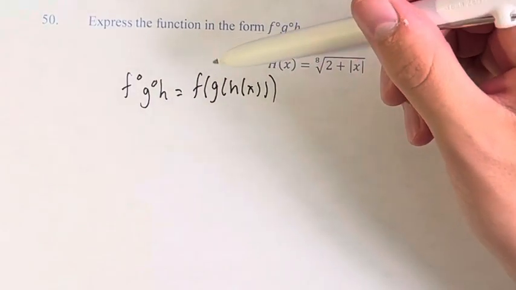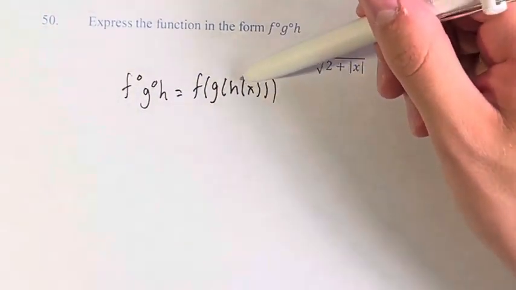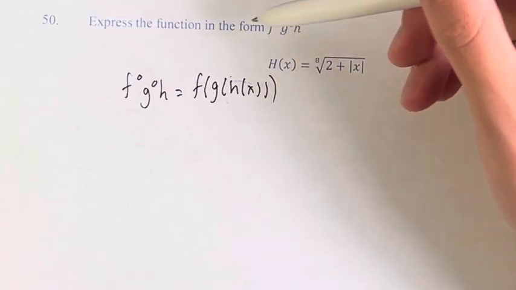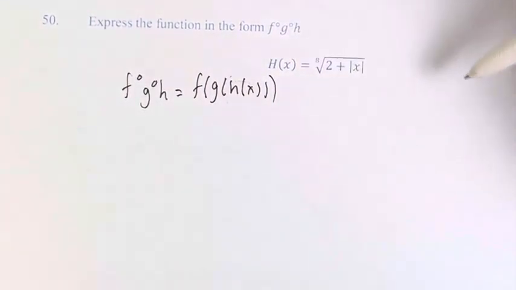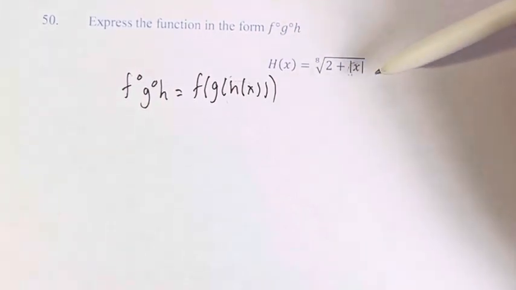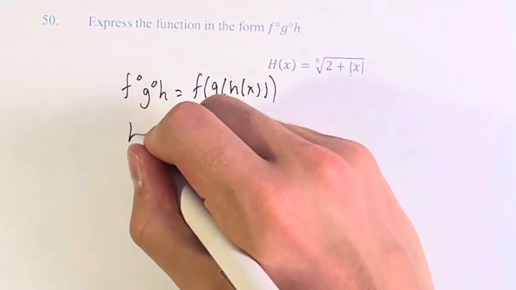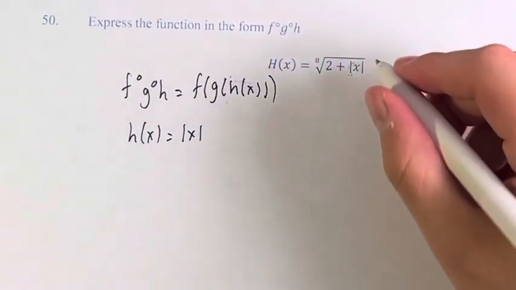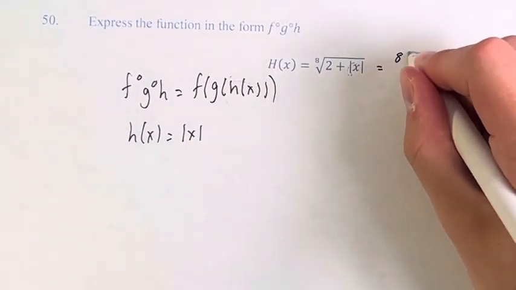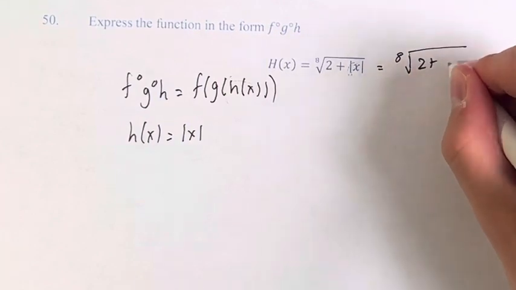So what we can do is work our way outwards from h of x. It looks like a good starting point is where the actual variable is in this function, so the absolute value of x. So let's set h of x equal to the absolute value of x. Therefore, this is the eighth root of 2 plus h of x.